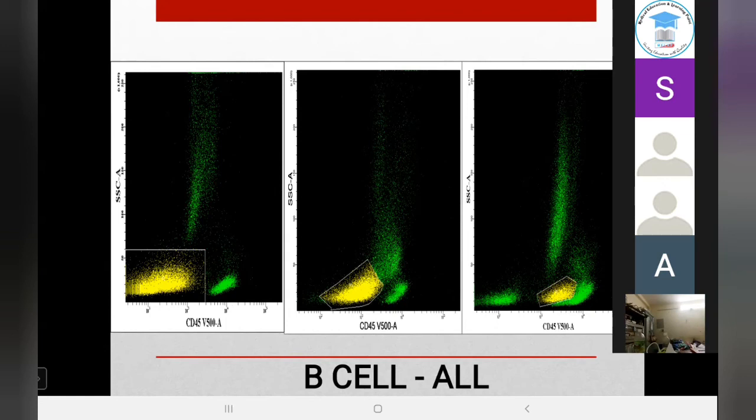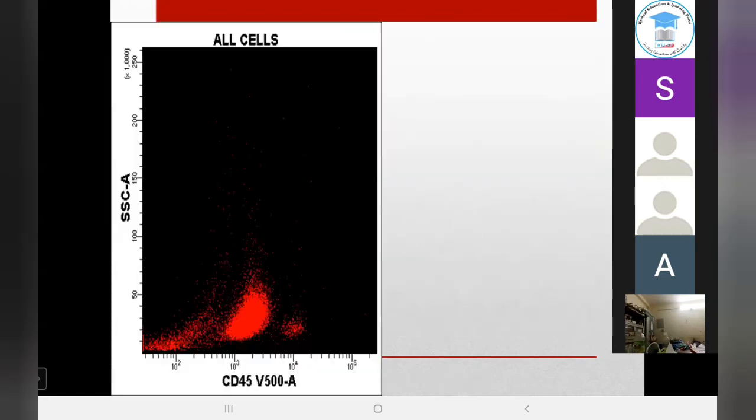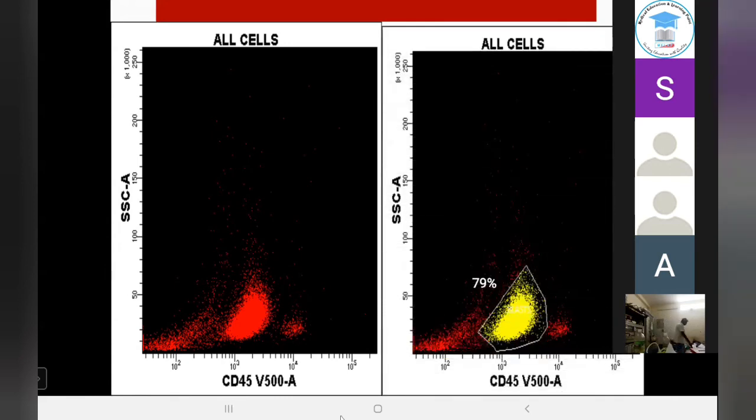All right. Now let's have the next case. This is another patient who had pancytopenia, and a bone marrow was done. So what do you see on the side scatter and 45? Clearly a tiny lymphoid population, and this is the suspicious blast population. This is 79%.